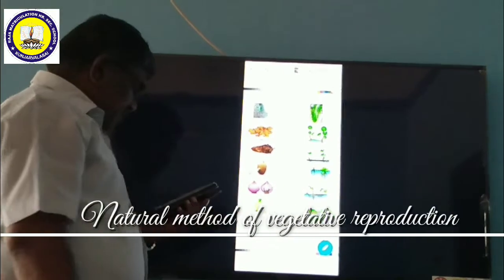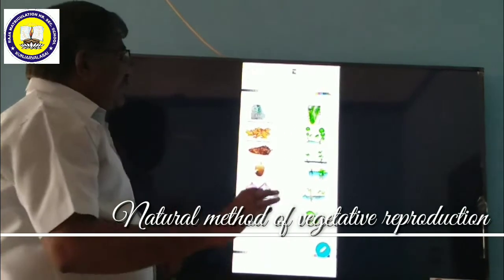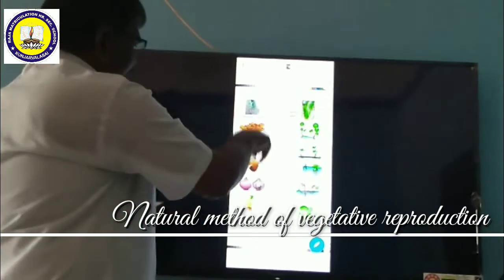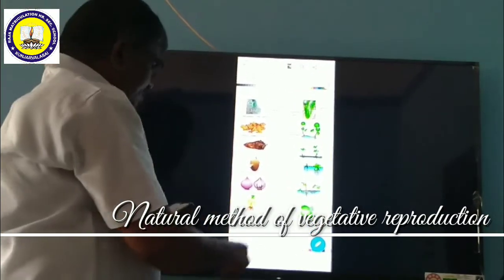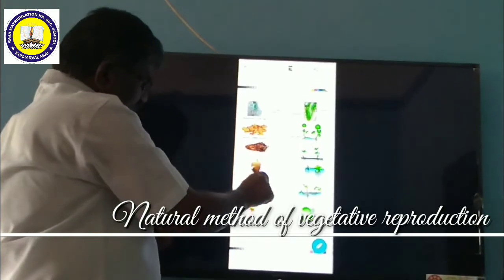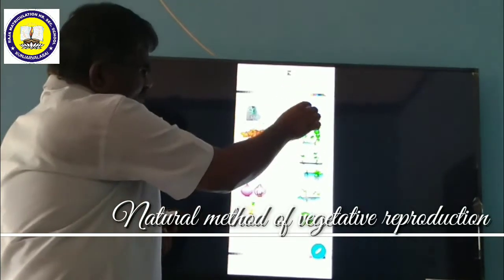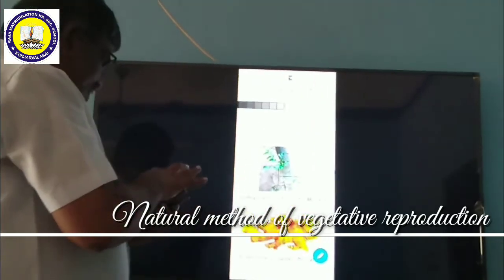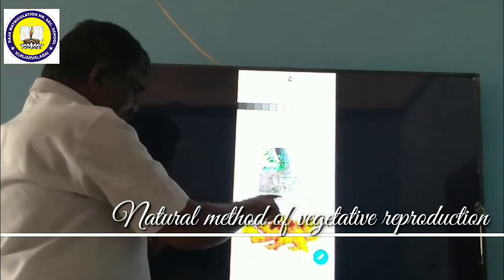We are going to discuss the details of natural methods of vegetative reproduction. For example, reproduction done by roots, reproduction done by underground rhizome, reproduction done by bulbs, tubers, bulbils, and various parts of leaves or stem. These are all the things we are going to discuss in detail. For example, reproduction done by roots.